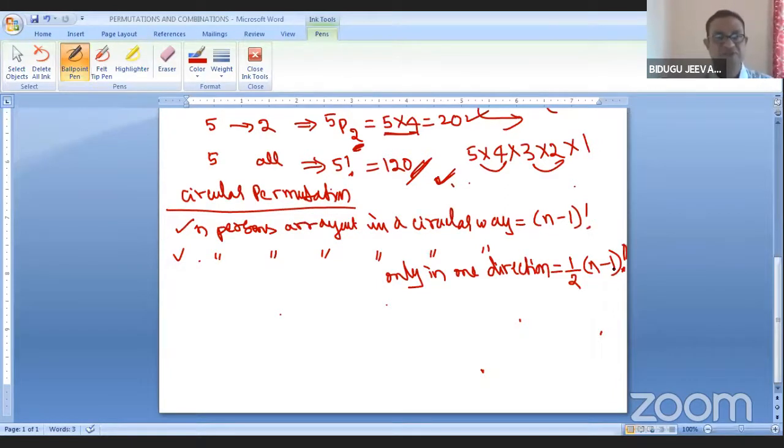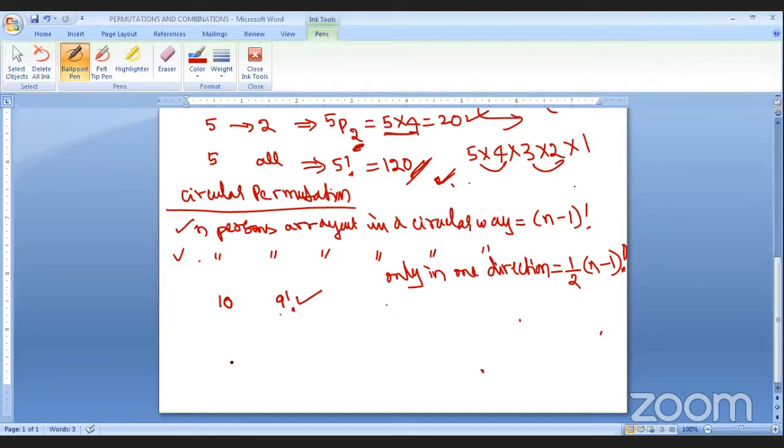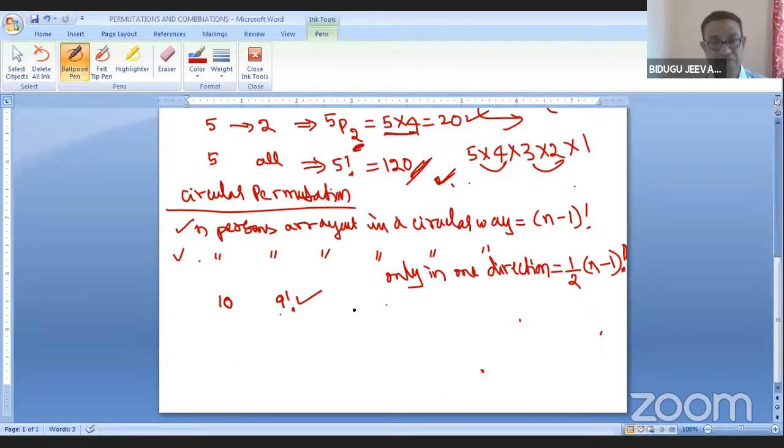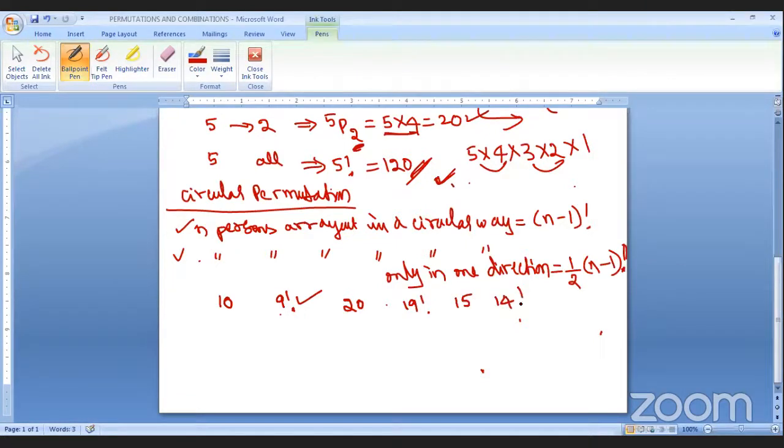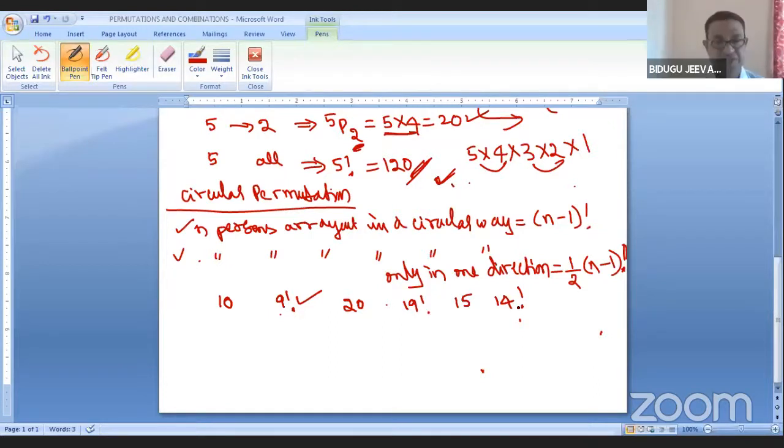What is the meaning of the first one? First one is the straight one. N persons arrangement in a circular way. Suppose 10 people, if you want to arrange in a circular way, 10 minus 1, it is 9 factorial. Answer clear. Understood this one? Suppose if 20 people are there, what is the answer to arrange in a circular way? 19 factorial. If 15 people are there, what is the answer? 14 factorial.